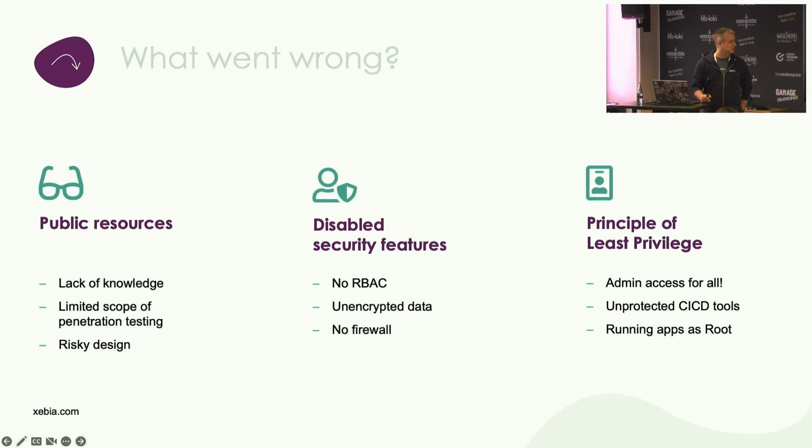What went wrong? First of all, public resources. Why would someone want to deploy their unprotected Kubernetes API to a public subnet? No idea. I'm not a Kubernetes expert. I just know how to hack it. And sometimes the problem lies in the limited scope of penetration tests, because companies don't have the full asset list.